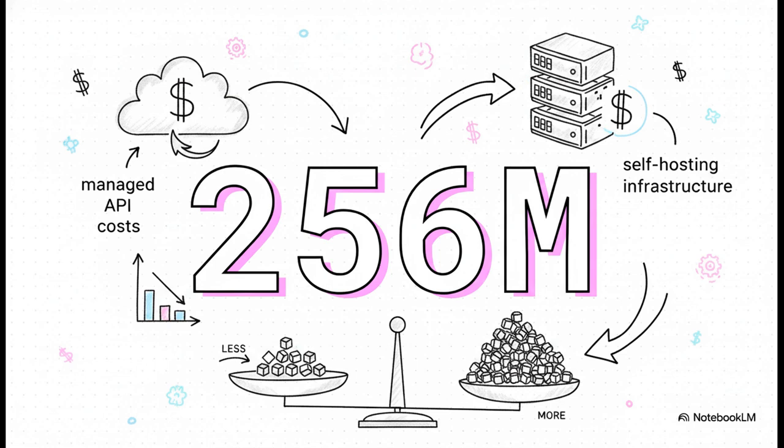Think about that for a second. That is roughly 8.5 million tokens every single day. If your workload is consistently running below that massive volume, going the managed API route is going to win out in almost every single cost scenario.